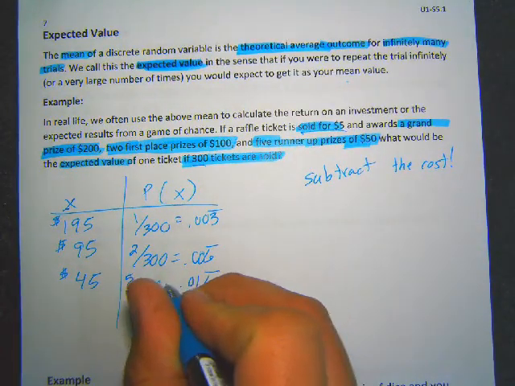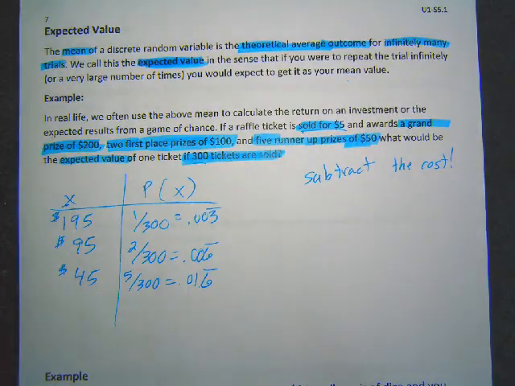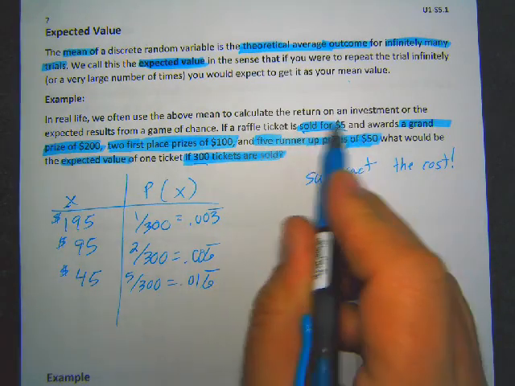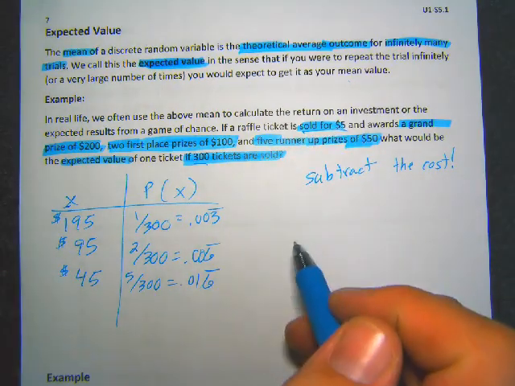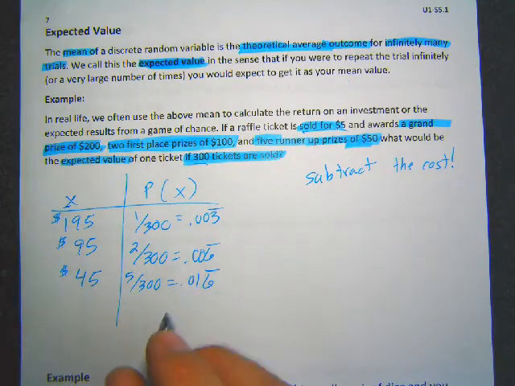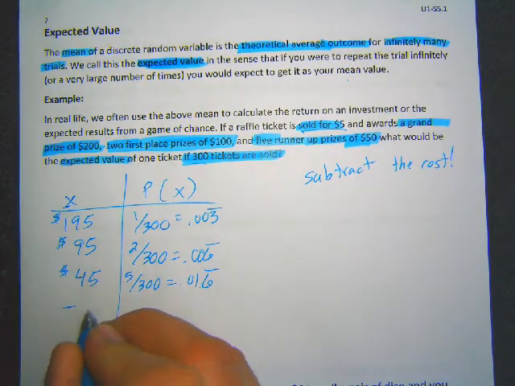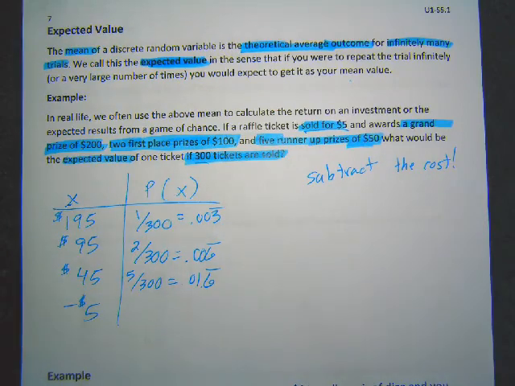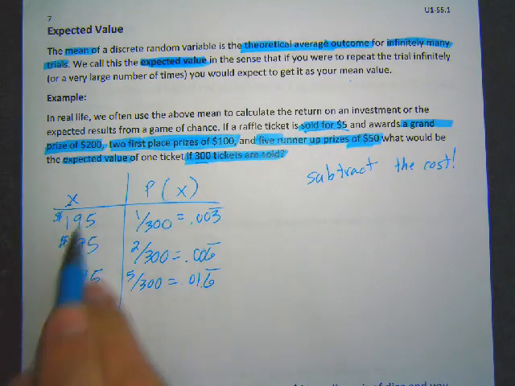I get 0.016 repeating. Okay, now that's not all the options, because that's only the prize options. There's also the option that you bought the ticket and you didn't win anything, right? You could buy a ticket and it could be a loser. So there's always the possibility, the option of losing when you play a game of chance like this. And you want to make sure you include that. And to show that it's losing, we're going to put a negative. So this is going to be negative $5 because everybody that buys a ticket and doesn't win any money just lost $5.